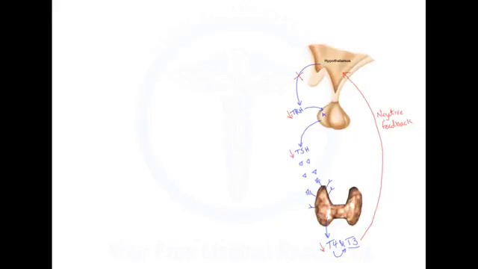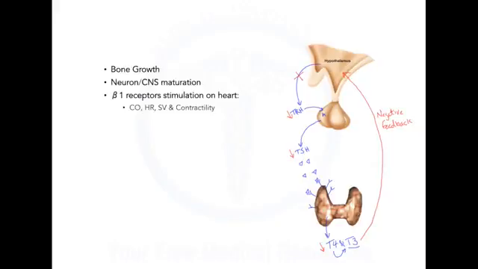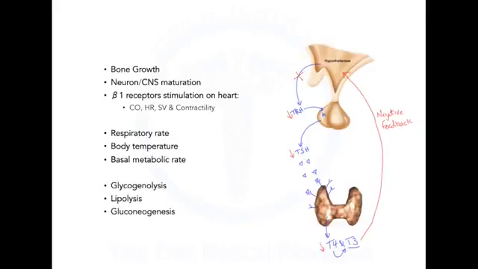The thyroid hormones can pretty much affect our entire body. They can help with bone growth, neuron and CNS maturation. They can work on the heart by stimulating the beta-1 receptors, affecting the cardiac output, the heart rate, the stroke volume and contractility. They can affect the respiratory rate, body temperature, and basal metabolic rate. They can also lead to glycogenolysis, lipolysis, and gluconeogenesis.